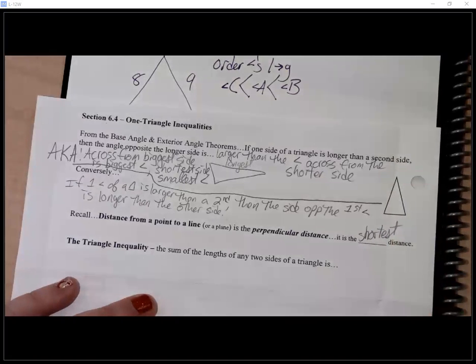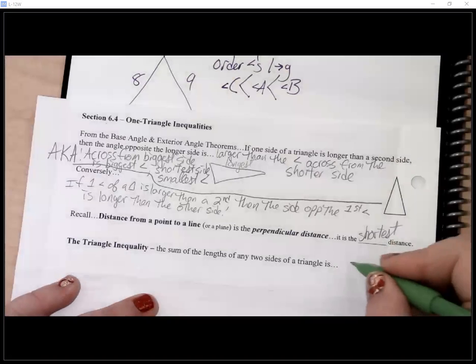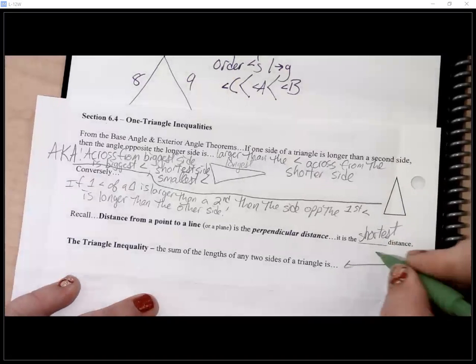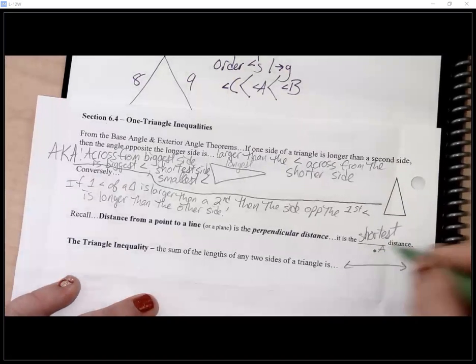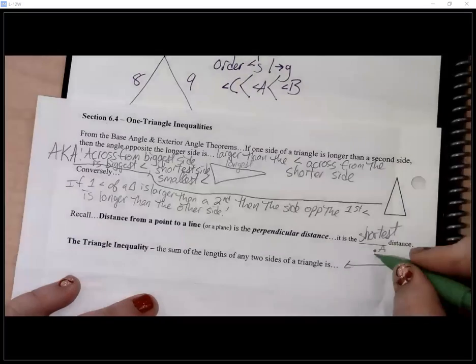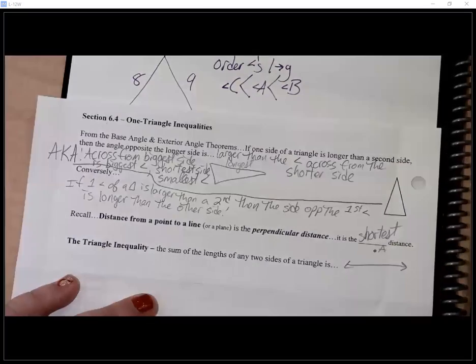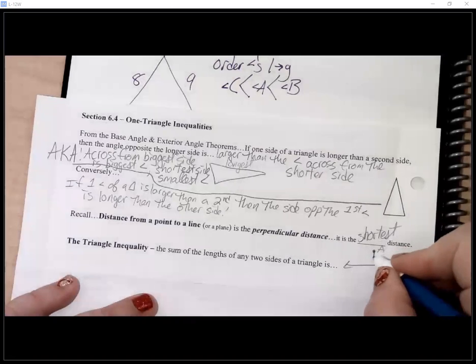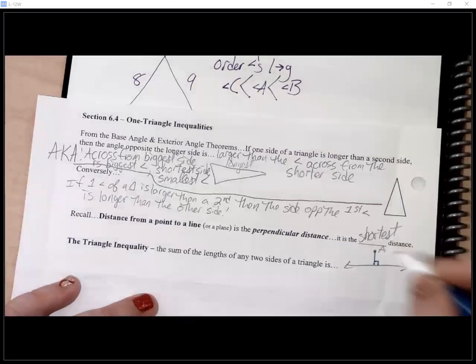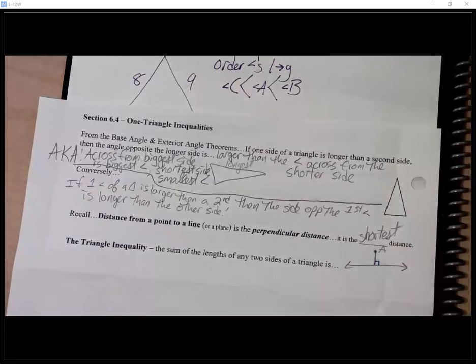So just if you want a visual of what I'm talking about, if I said, hey, how far is point A from this line? We would always just drop a perpendicular from that point. That's what we are referring to when we're talking about the distance from a point to a line or a plane, whatever it is, we drop a perpendicular, that's our distance.